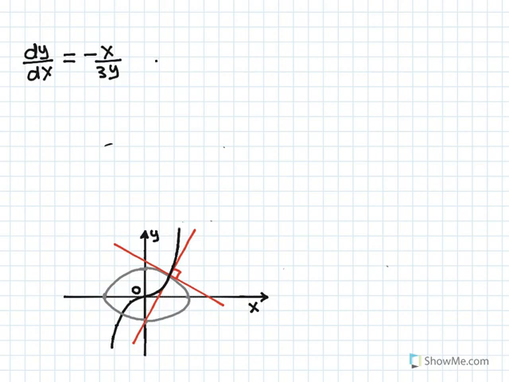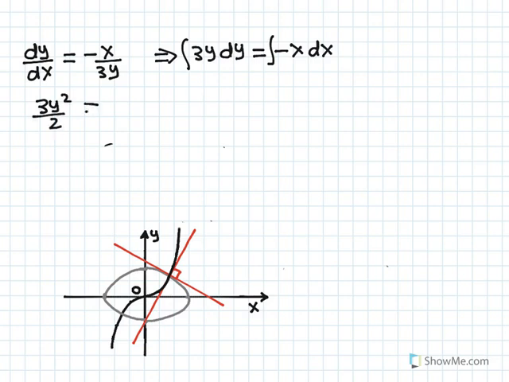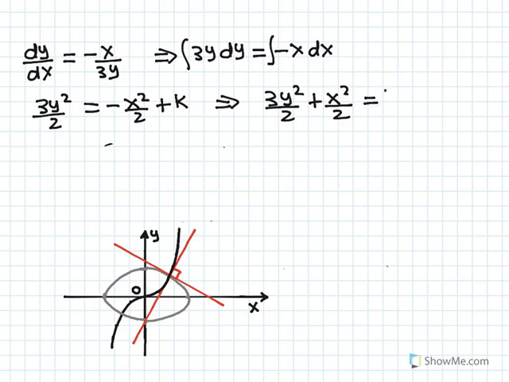Now we're going to cross multiply and separate out the variables, put all the y's on one side and all the x's on the other side so we can integrate. 3y dy is equal to minus x dx. Integrate both sides. When we integrate the left-hand side, we get 3y squared over 2. The right-hand side, we get minus x squared over 2 plus constant k. Just reversing the power rule. So bring x squared over 2 to the left-hand side, and we get 3y squared divided by 2 plus x squared over 2 is equal to k.